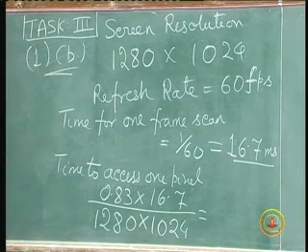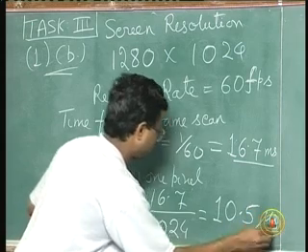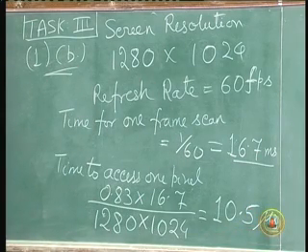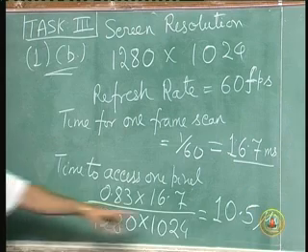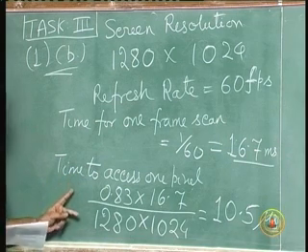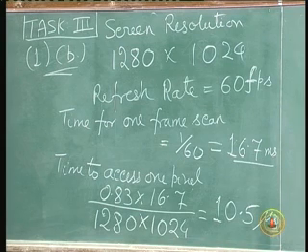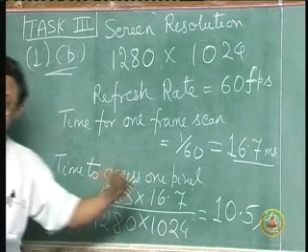You can take a calculator yourself and check it out. It comes to 10.5. Now you can see that the bandwidth requirement is so large. This is the time to access per pixel, within which the beam has to switch on and switch off. So, we are talking about almost 5 microseconds of access time.